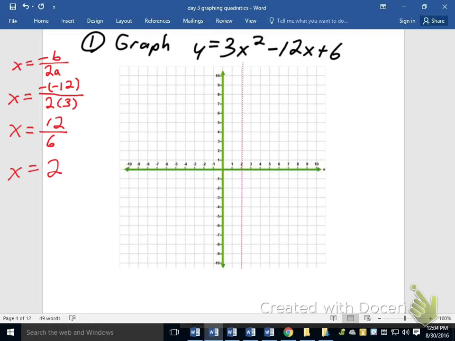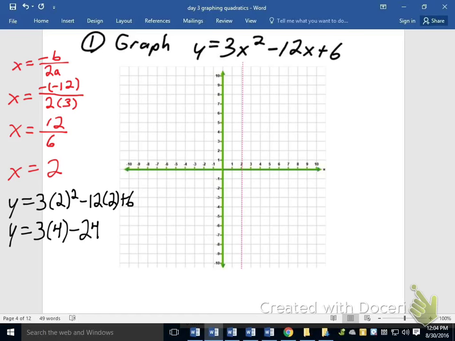Now, this is only giving me the x value of my vertex. To know the y value of my vertex, I'm going to take that 2 and plug it into the function. So it'll read as 3 times 2 squared minus 12 times 2 plus 6. And I'm going to simplify that down. Just a little bit of basic arithmetic here.